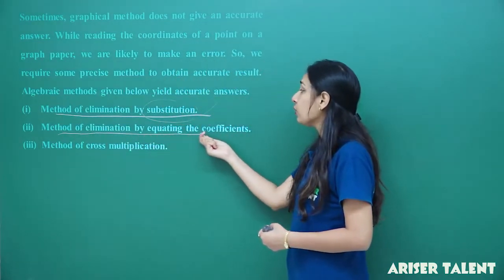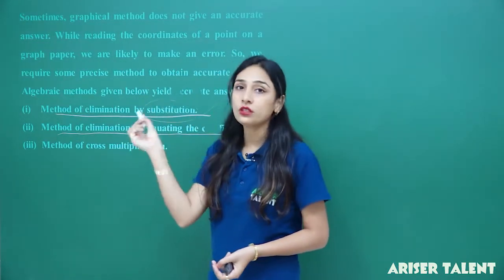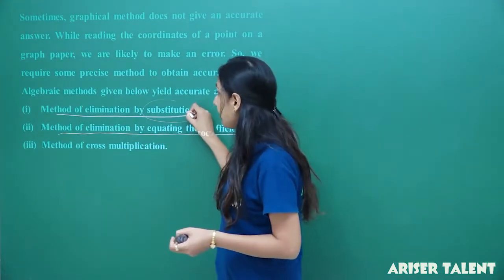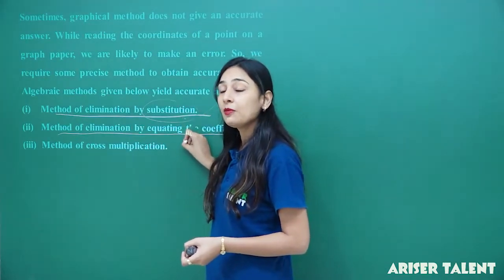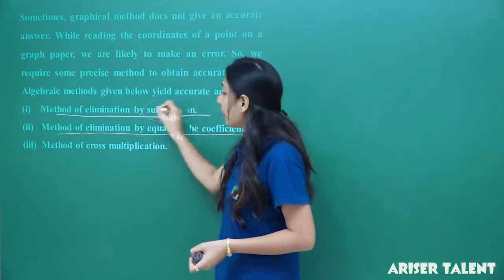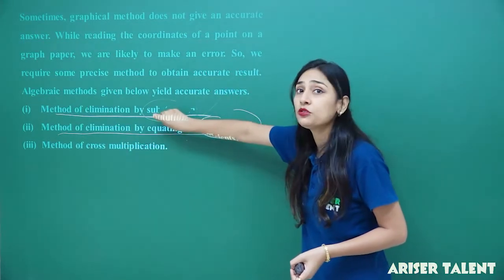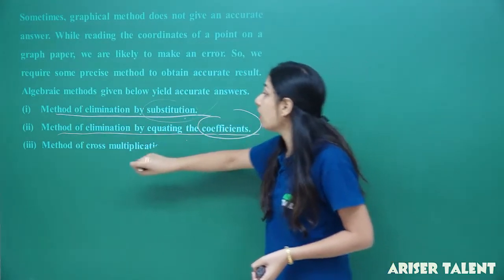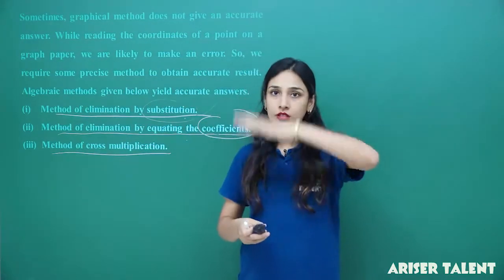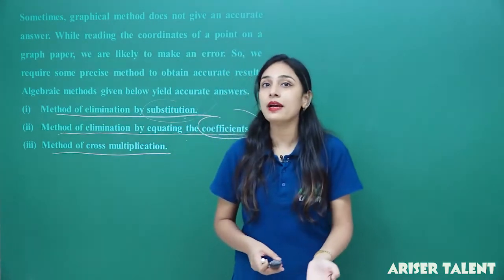Method of elimination by equating the coefficients. Now I can just equate two coefficients, and then subtract or add these equations to each other. In this method, I will be substituting things. In this method, I will be multiplying or dividing, okay, and I will be making the coefficients equal, right. So this is basically by substitution, this is by equating the coefficients. Now, third is the method of cross multiplication. In that particular method, I will be having the coefficients, I will arrange them and I will have the cross multiplication, right. So we will understand this method also.